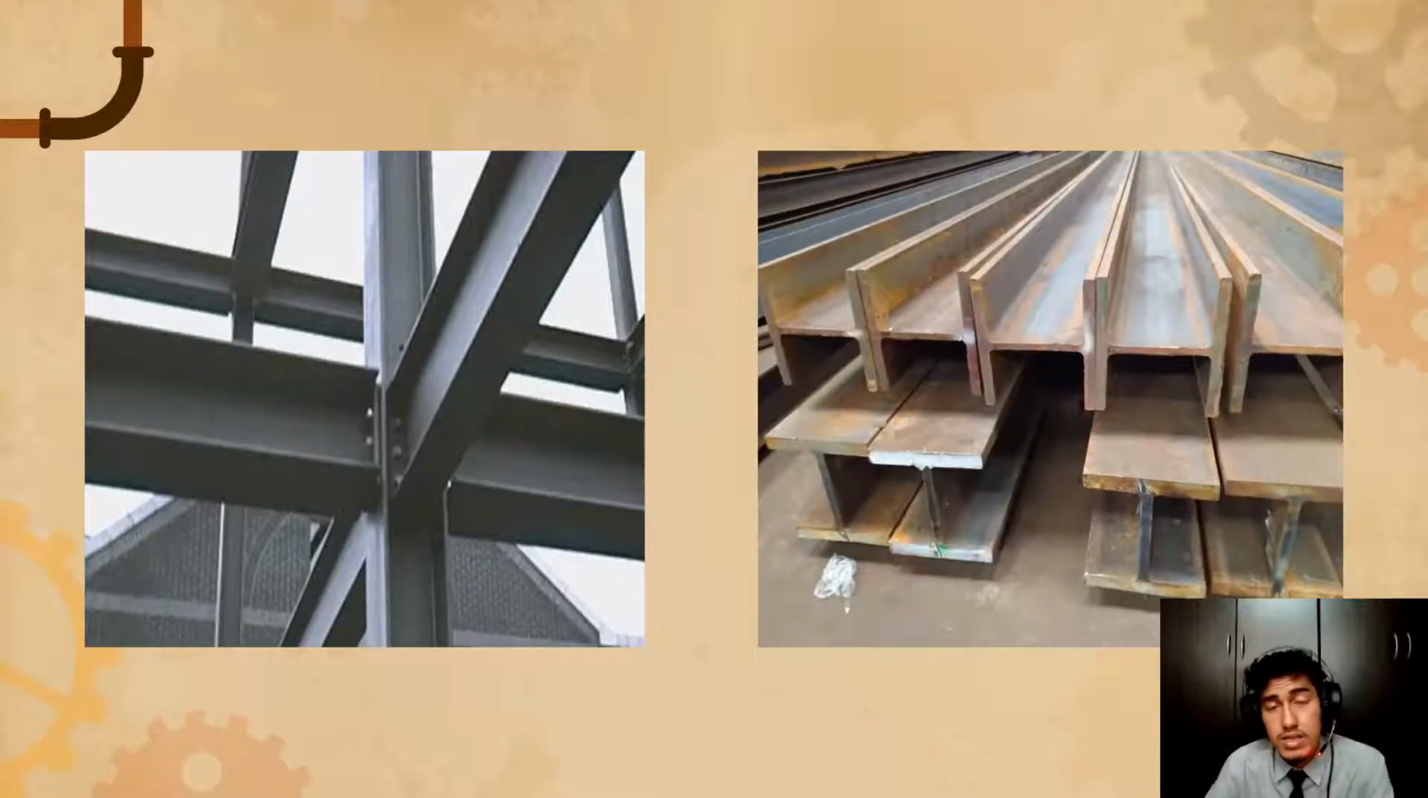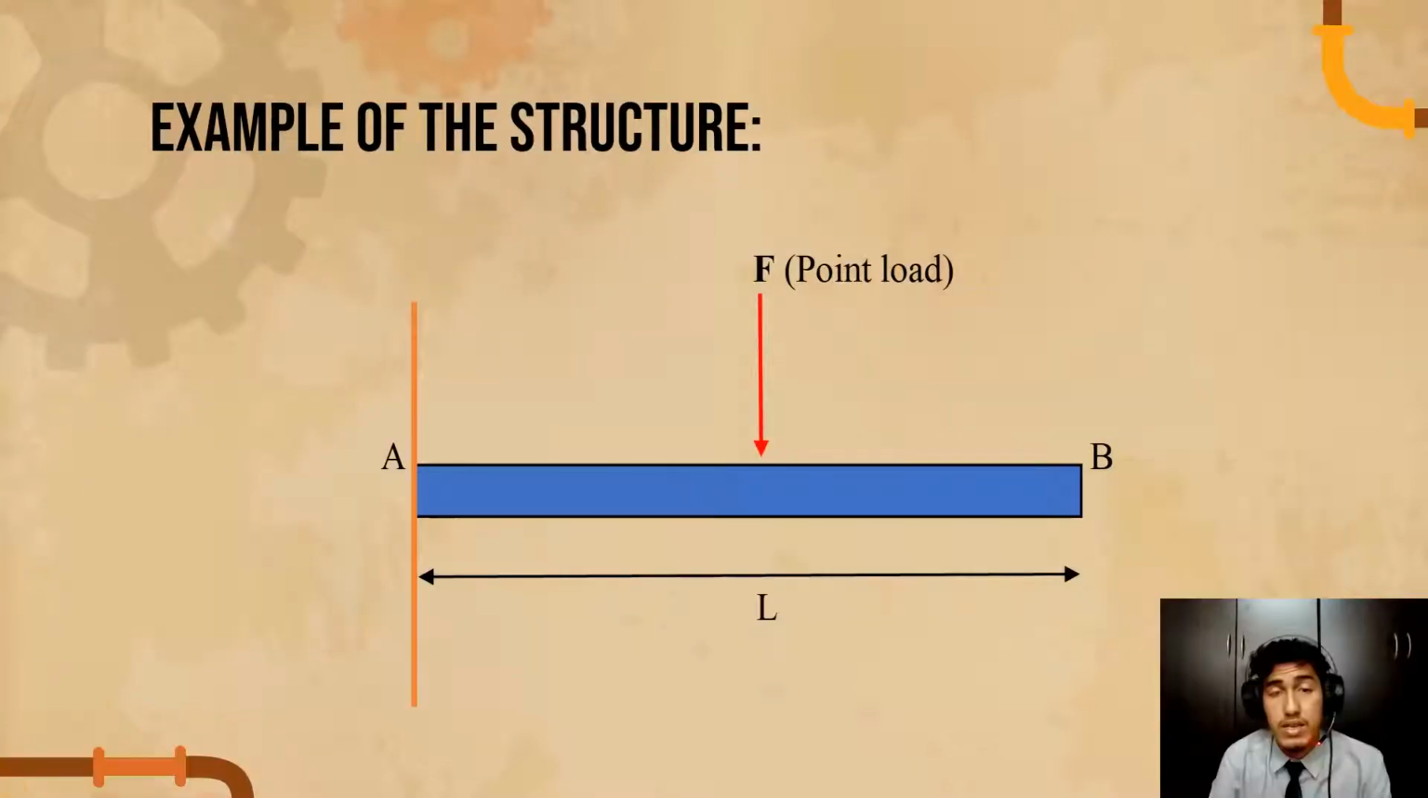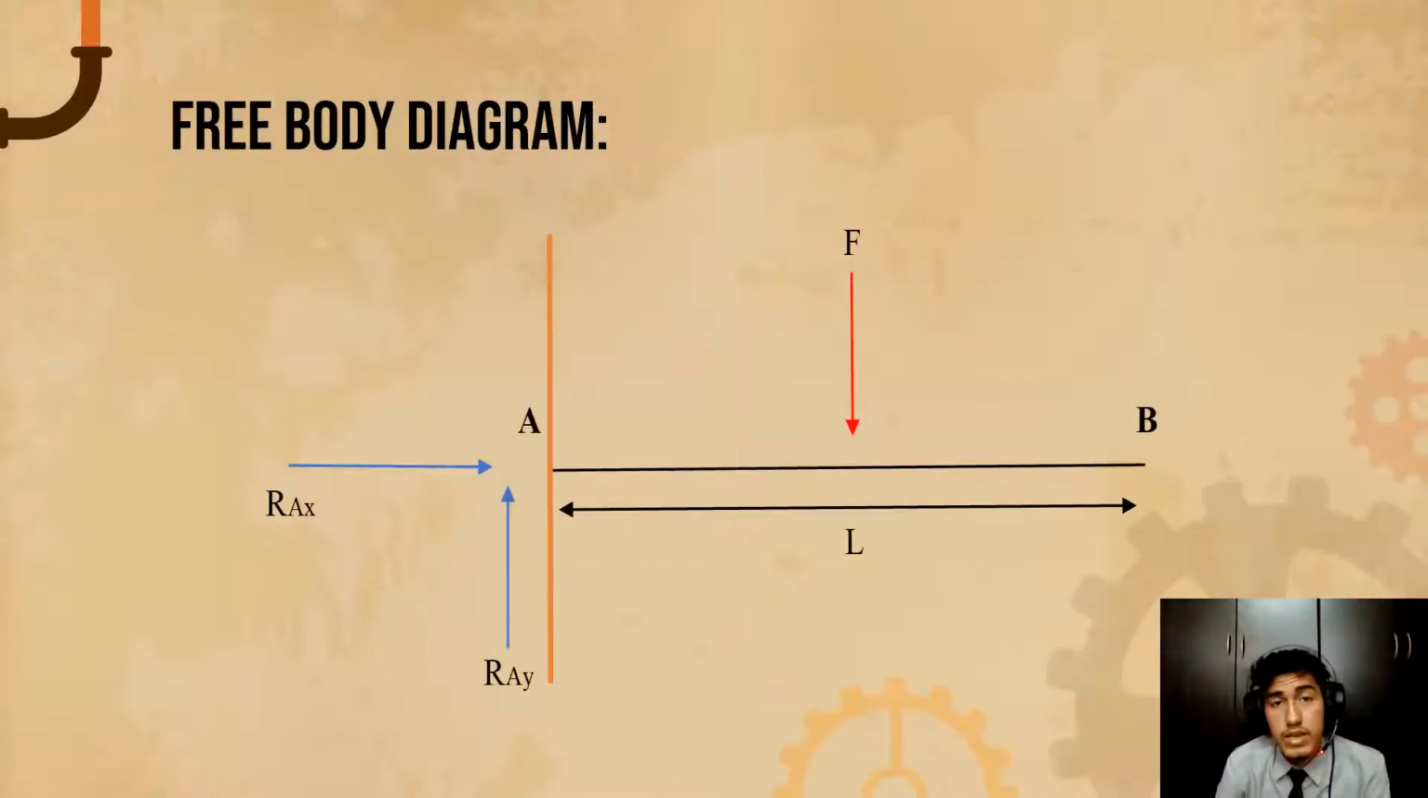Next, this is the picture of an I-beam. This is an example of a structure that has a fixed support and a point load that reacts on the beam. And this is the free body diagram of the structure. For the fixed support, there are two forces that react on it. The first one is the horizontal force, the second one is the vertical force.